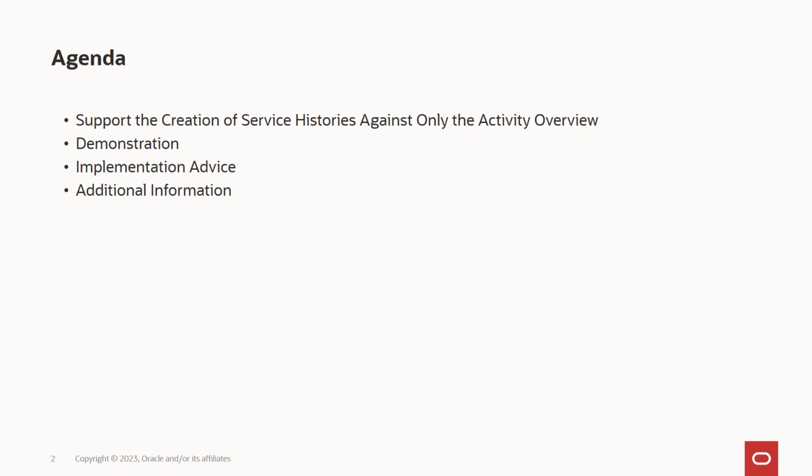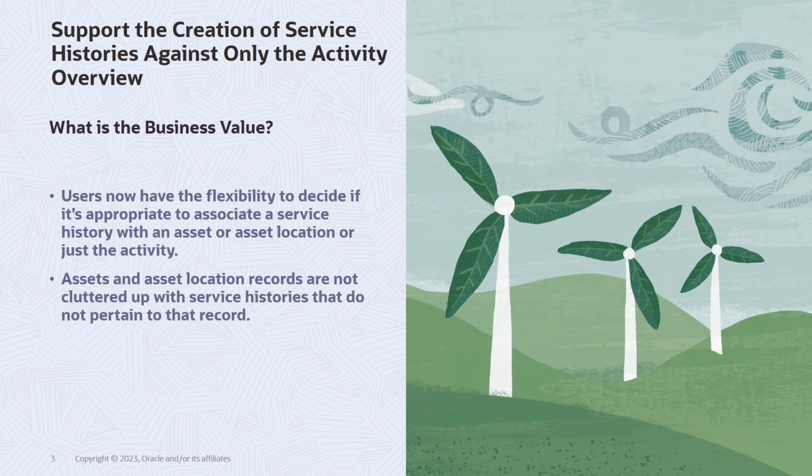Prior to this release, whether it was appropriate or not, all service histories had to be associated with an asset and/or an asset location. That service history would be visible on the activity and asset location records.